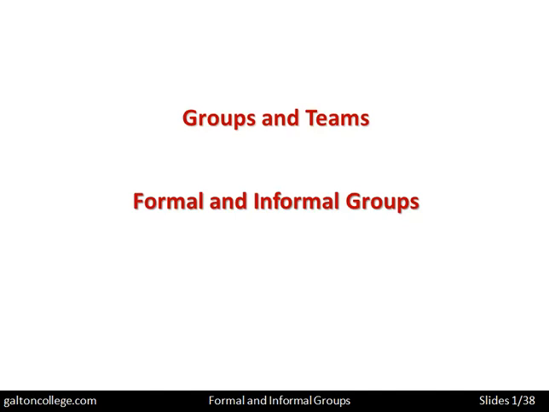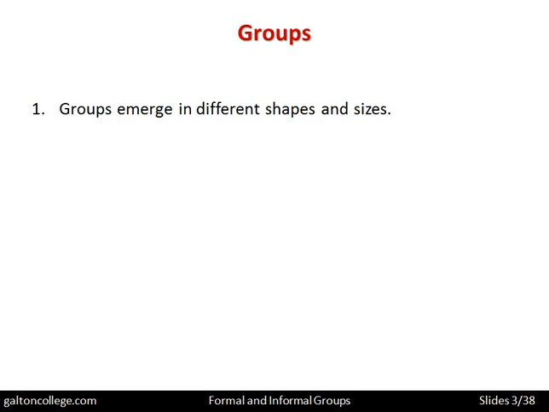In this video we're going to consider formal and informal groups. Now, groups emerge in different shapes and sizes. It depends critically on the location or the setting where the group comes into existence. It also depends on its functions, its rationale. Why is the group being set up, or what are its functions? What does it aim to achieve? So the precise nature of groups can vary greatly.